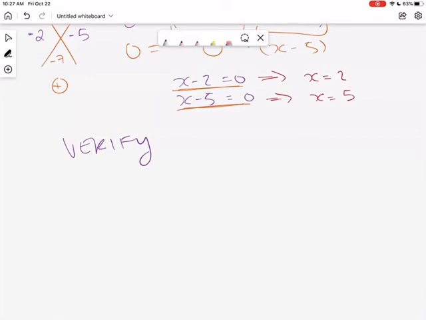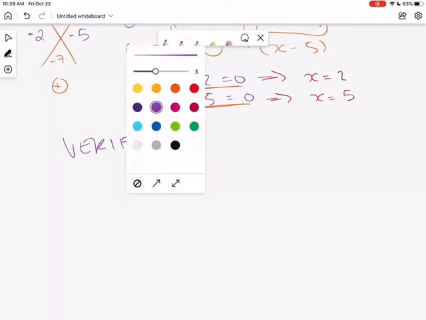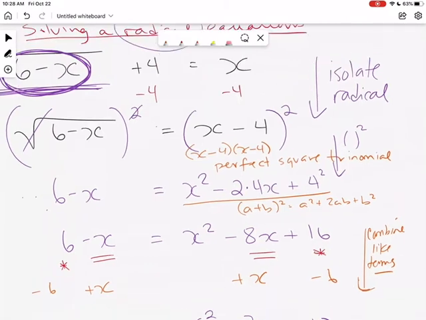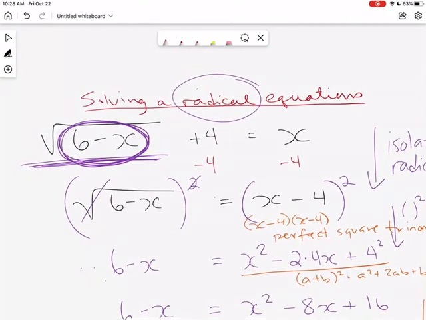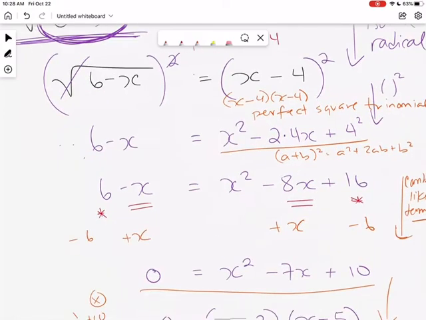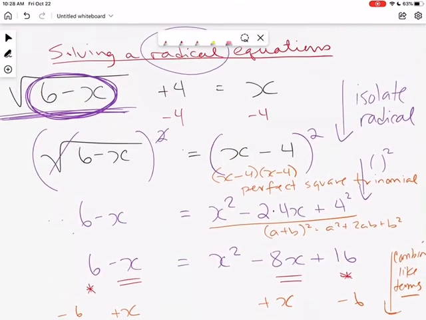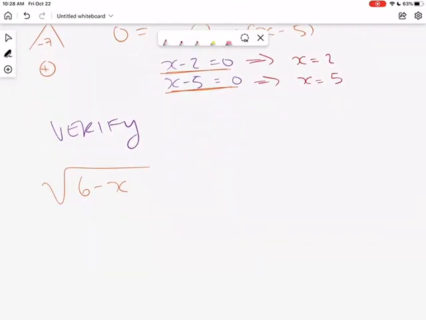So that's what I'm going to do: I'm going to plug both of these numbers in and make sure that either both of them work, one of them works, or neither of them do, right? So we're going to take a look at that. So I go back to my original equation. I don't want to ever use the changed form. I always want to go back to what I started with, which is right here, square root of 6 minus x plus 4 equals x.